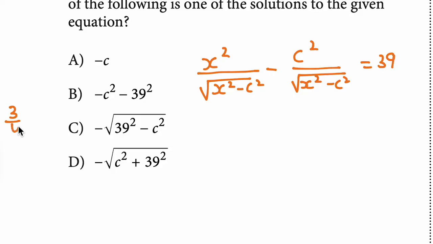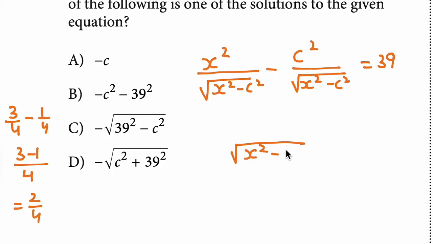If you have 3 by 4 minus 1 by 4, what do you do? Because the denominator is the same, we have to subtract it like this. Here also the denominators are the same on the left hand side, right? So what should we do? Write it only once, and the numerators are x squared minus c squared. First property used.